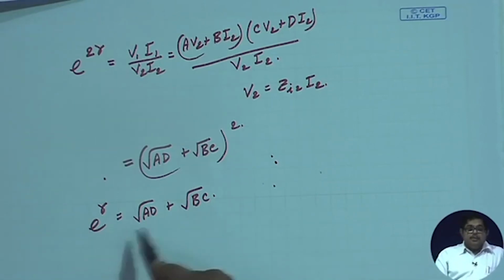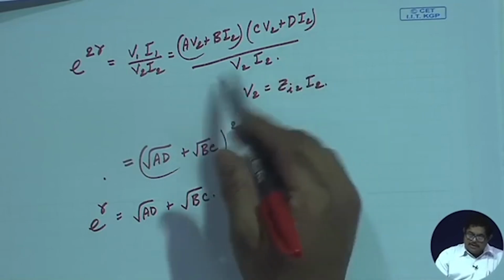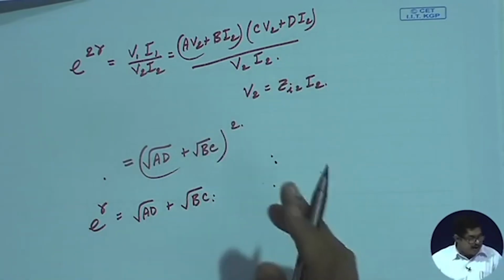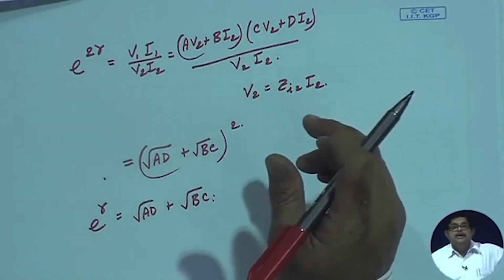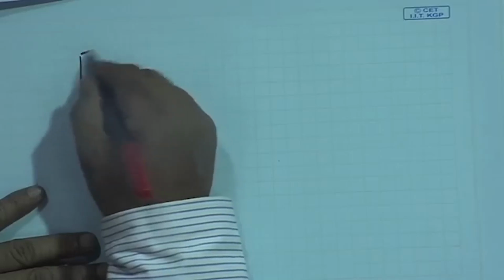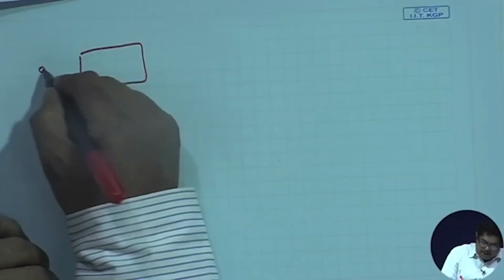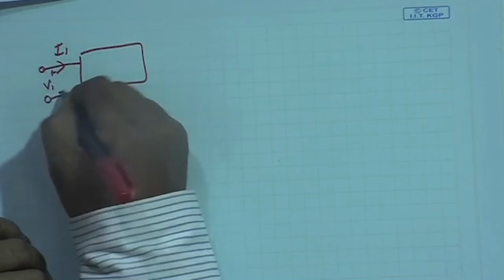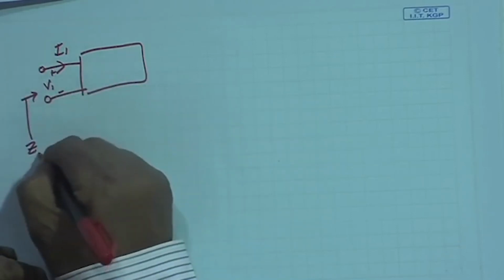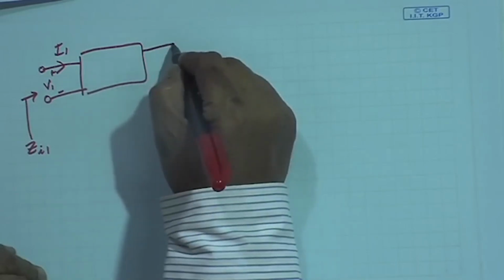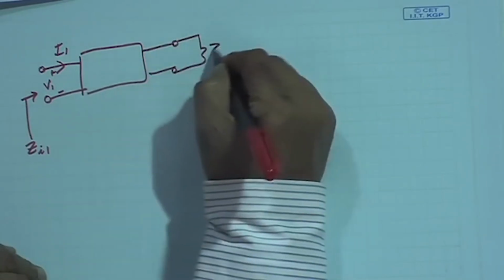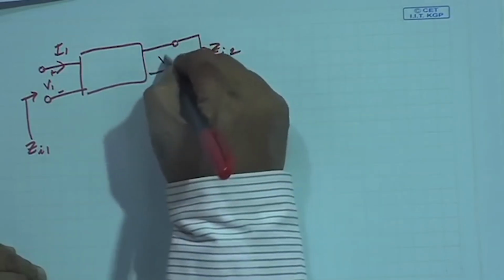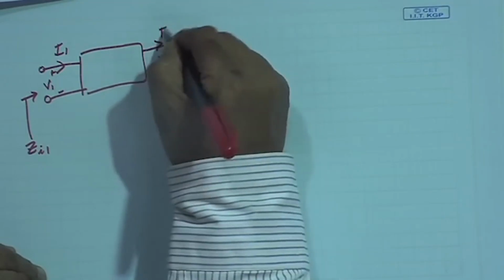Now, here you see this propagation constant I have expressed in terms of ABCD parameter. One more thing is remaining. I have already said about characteristic impedances. Is characteristic impedance also expressible in terms of ABCD parameter? Let us see. I have the same 2-port network. I have I1 here, I have V1 here, and I want that this should be ZI1, and here this should be terminated by ZI2, and this is V2, this is my I2.